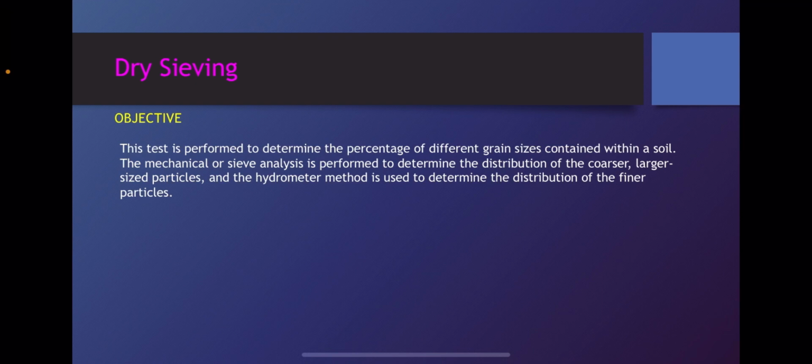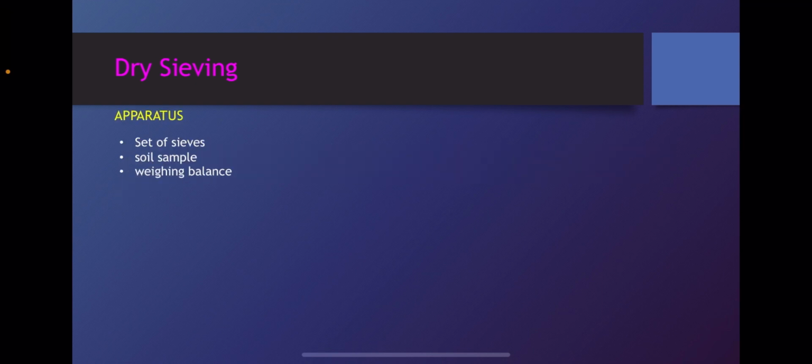The mechanical or sieve analysis is performed to determine the distribution of the coarse, larger size particles, and the hydrometer method is used to determine the distribution of the finer particles. The apparatus for this experiment is a set of sieving test containers, soil sample and weighing balance.